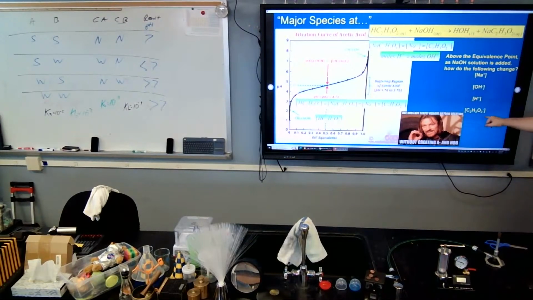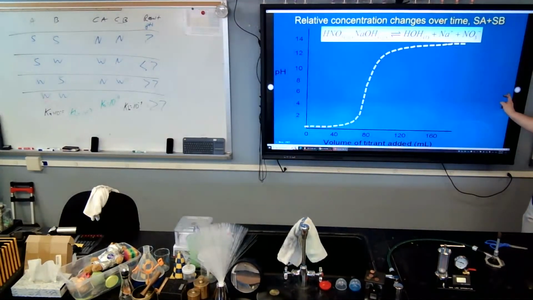And then finally, what happens to the acetate concentration after the equivalence point? You keep dumping sodium hydroxide in. Stays the same. Yeah, no change. You've basically created as much as you can, and you're not going to get any more. I think that is everything.